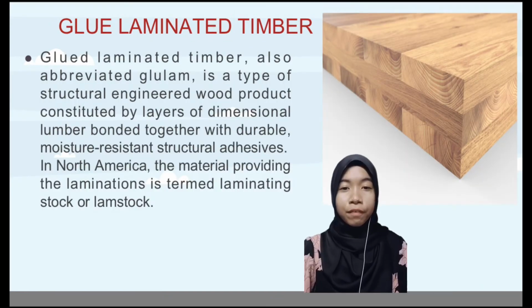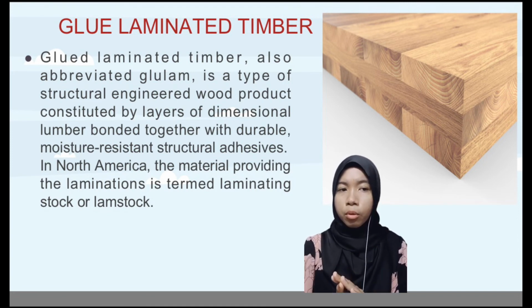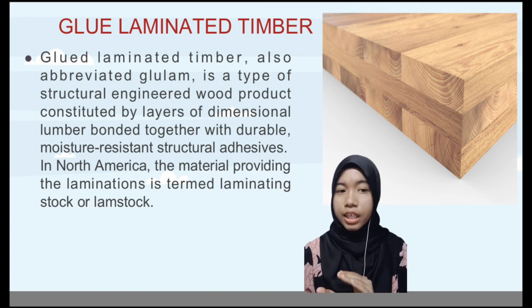The second one of timber is glue laminated timber. Glue laminated timber, also abbreviated glulam, is a type of structural engineered wood product constituted by layers of dimensional lumber bonded together with durable, moisture-resistant structural adhesive. In North America, the material providing the lamination is termed laminating stock or lamstock.